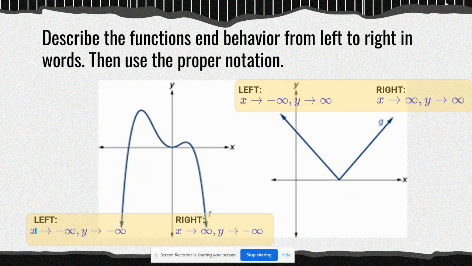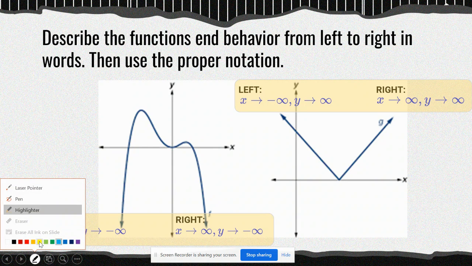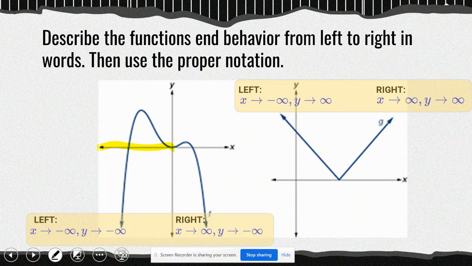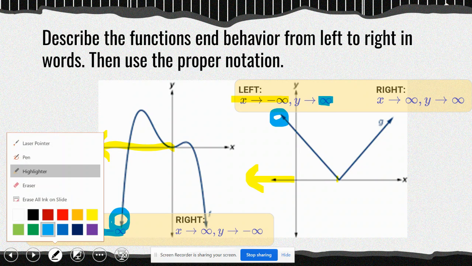Here is our fancy notation. Again, the left end behavior is always moving to the left. It's always x approaches negative infinity. The left end behavior is always going in that direction, always approaching negative infinity. And I always want to know, where's my function going? Here it's pointing down, we have negative infinity. Here it's pointing up, we have positive infinity.